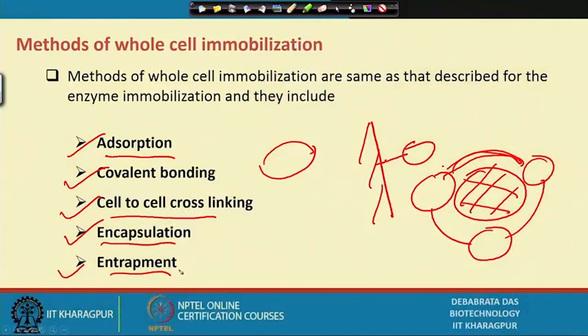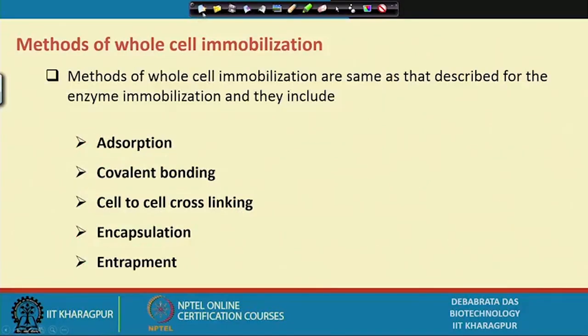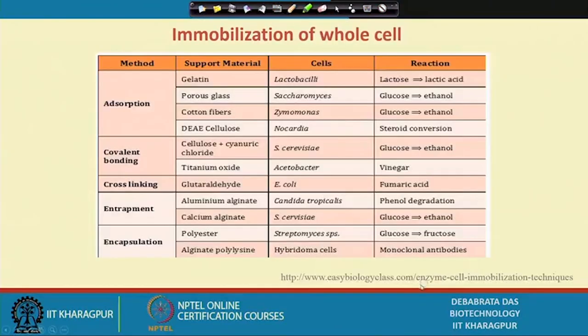And entrapment, I told you, is fiber entrapment and gel entrapment. Inside the gel the organism might be entrapped, and inside the fiber the organism might be entrapped. So these are the different immobilization techniques that we have. Now let us give you some applications of this.